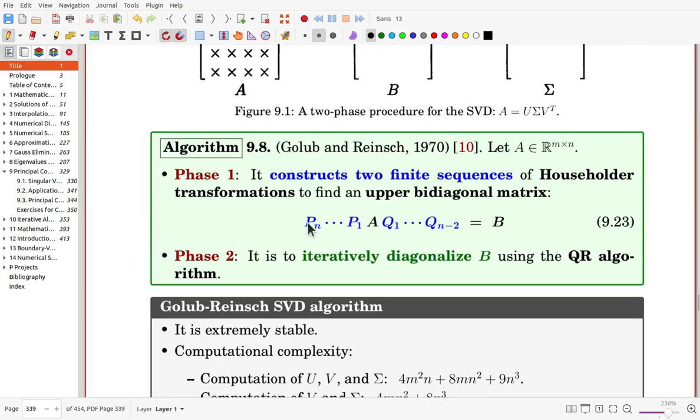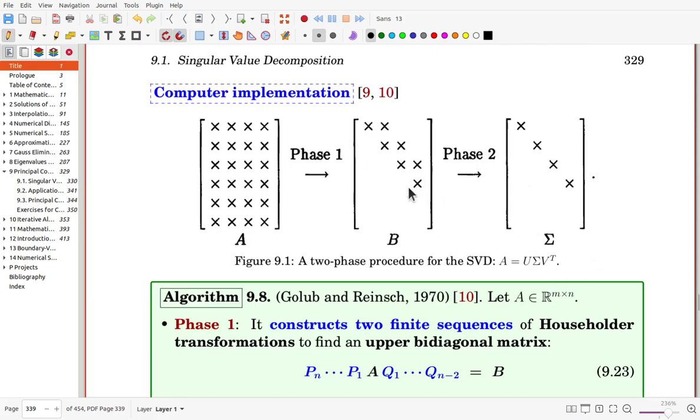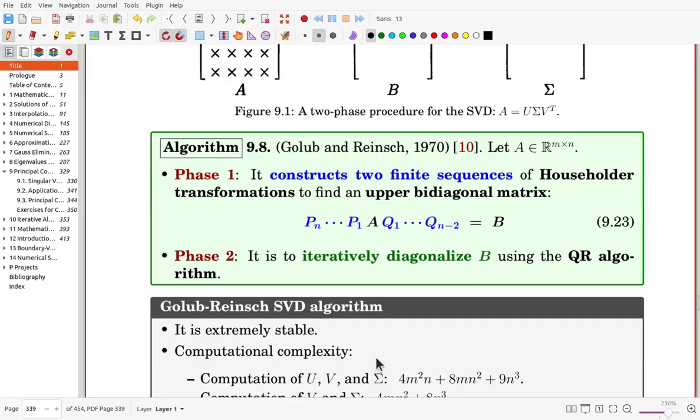Okay. So phase one is constructing a sequence of Householder transformations to find an upper bidiagonal matrix, with multiplication on the front and back sides. After finding the required information from this matrix B, we then transform back to get the SVD of the original matrix. Okay, that's how the computation works.